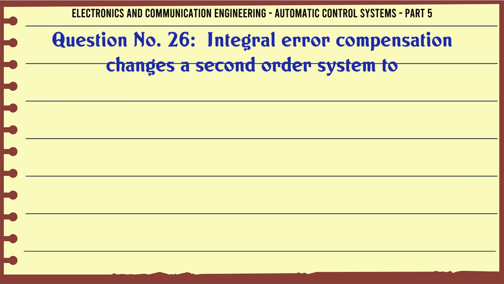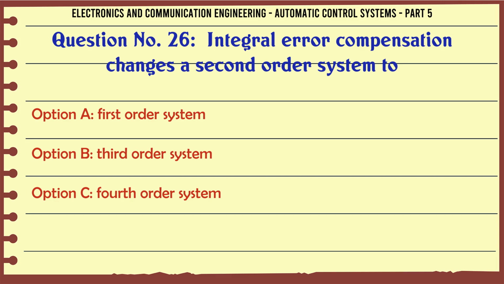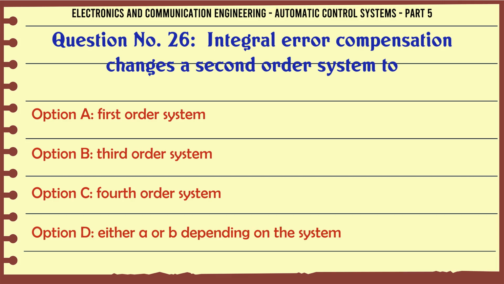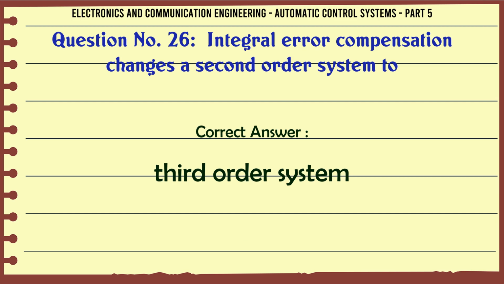Integral error compensation changes a second-order system to A. First-order system, B. Third-order system, C. Fourth-order system, D. Either A or B depending on the system. The correct answer is third-order system.